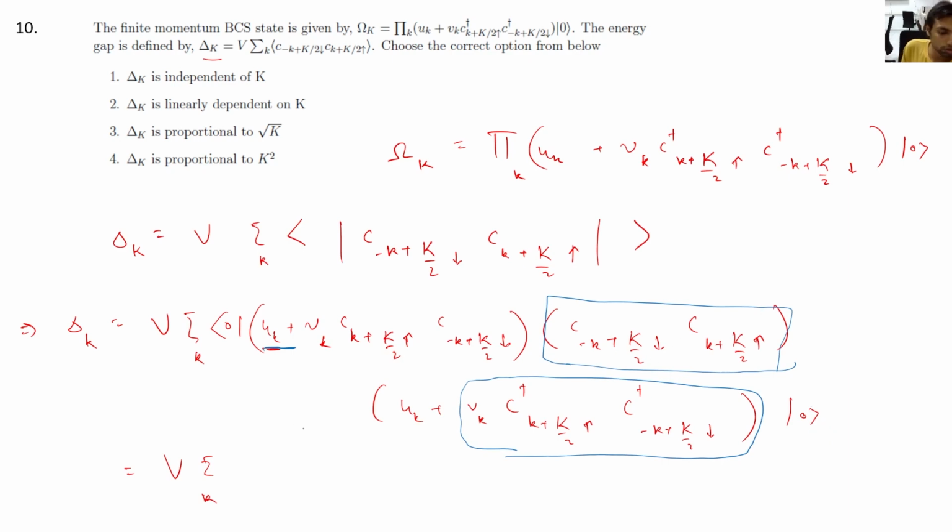So this will give you u_k e^{-k+k/2 up} divided by e^{k+k/2}, and there will be this v_k I'm writing here, k plus k/2 up e divided by minus k plus k/2 down. Okay, so this is one term and this can be substituted. Now if you look at what will happen to the other terms, what are the possible other terms?